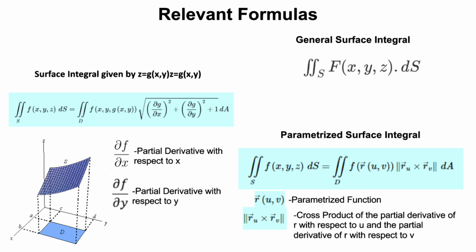Some notation to take out of this is the partial derivative with respect to x, the partial derivative with respect to y, the parametrized function r of u and v, and the cross product of the partial derivative of r with respect to u and the partial derivative of r with respect to v. In order to simplify surface integrations, taking a look at the bottom left image, we'll be looking to integrate a surface S over any region, in this case, a region D.